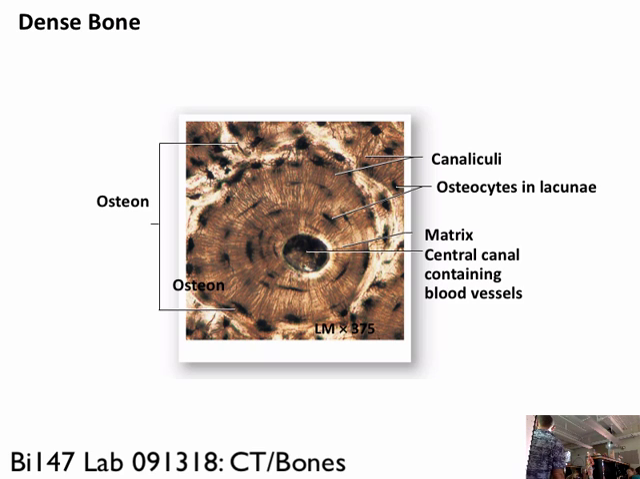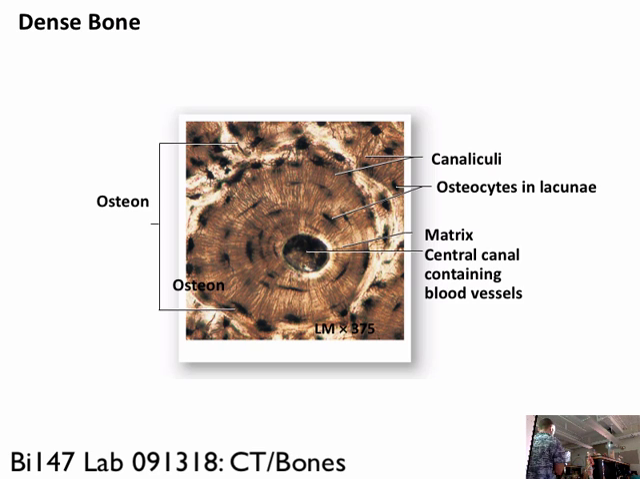In the center is this dark area. We call that the central canal. That's where the big arteriole and venule that is servicing that osteon flows. It's like the central pipe that's got the blood. And then there are these rings that come out from it. All of the light material that you see here is matrix.